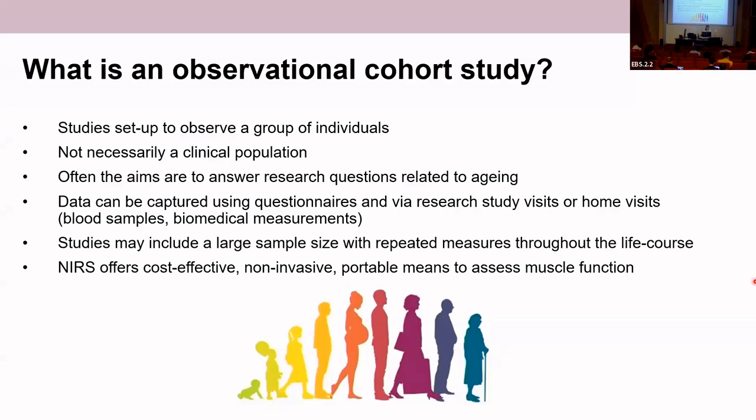So where a participant would come into the research lab, or research clinic, we could call it, and they'd have blood samples, a whole range of biomedical measurements. And like I said, these studies can be quite large. They can also involve repeat measures throughout either the life course or one phase of the life course. And so you can see immediately why mNIRS is a really attractive tool to use in these kind of studies, because it's cost effective, it's non-invasive, and it's a portable way to assess muscle function.